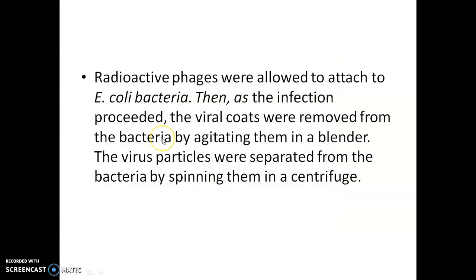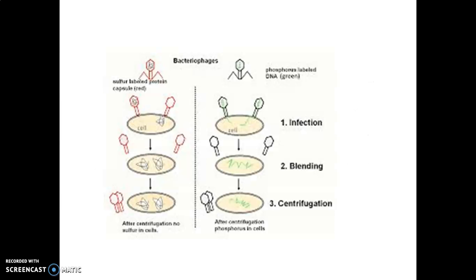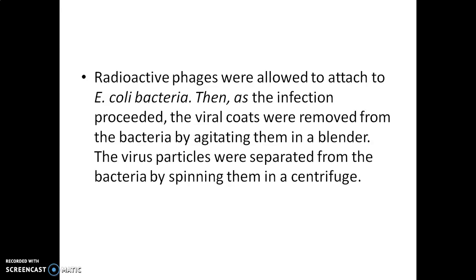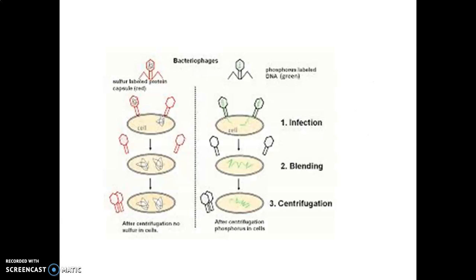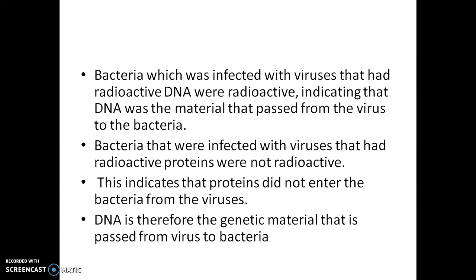See, radioactive phage were allowed to attach to E. coli bacteria. Then as infection proceeded, what happened? Yes, the viral coats were removed from the bacteria by agitating them in a blender. So the first step is infection, the second step is blending, the third step is centrifugation. The virus particles were separated from the bacteria by spinning them in a centrifuge. So, three steps: infection, blending and centrifugation.